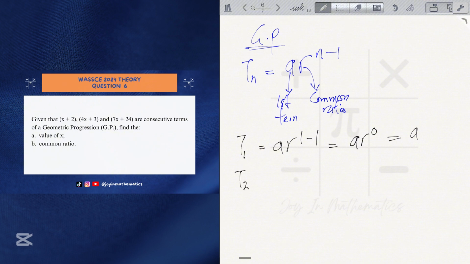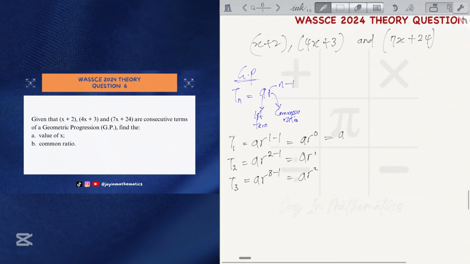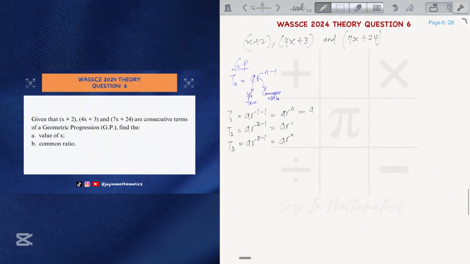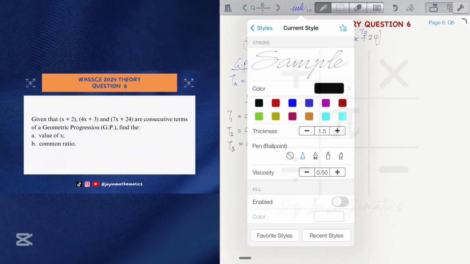So t2, which is the second term, is ar raised to the power of 2 minus 1, and this will give us ar raised to the power of 1. And finally t3, which is the third term, is ar raised to the power of 3 minus 1, which is equal to ar raised to the power of 2. Now comparing it to the progression in the question, we have the first term T1, the second term T2, and the third term T3. So let's make our substitution.